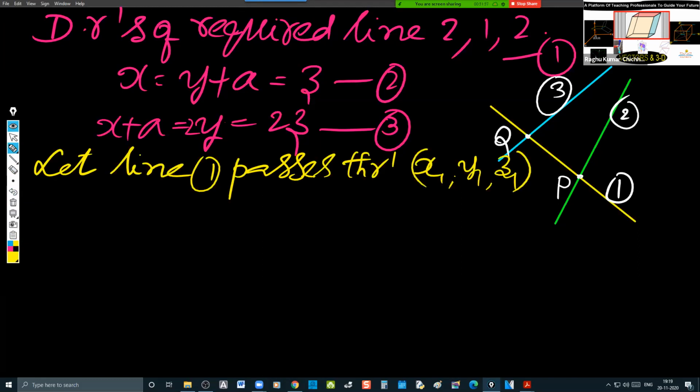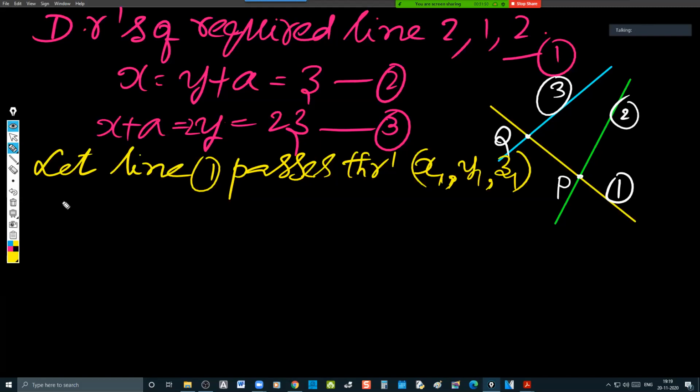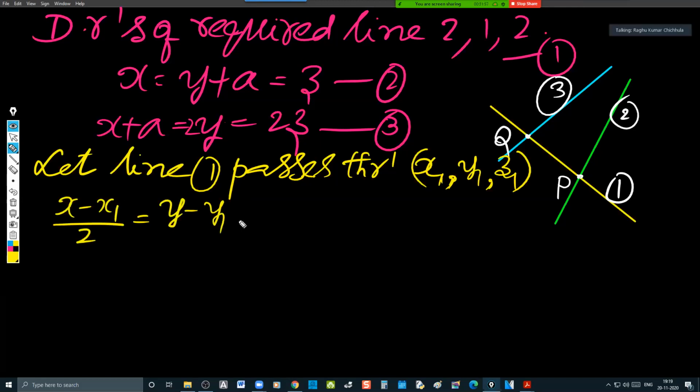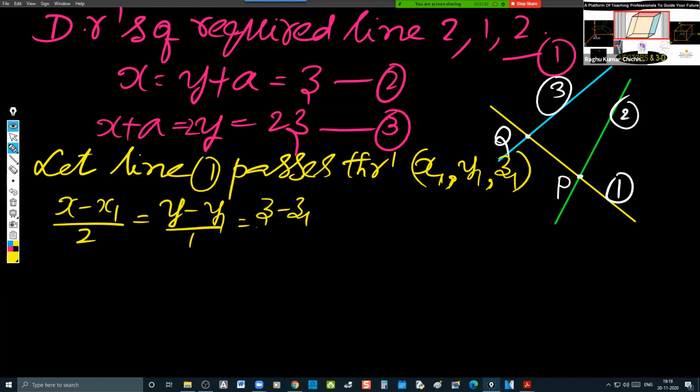Praneeth, tell me now the symmetric form of this line with 2, 1, 2 as DRs and the fixed point as (x1, y1, z1). (x minus x1)/2 = (y minus y1)/1 = (z minus z1)/2. Correct, no?